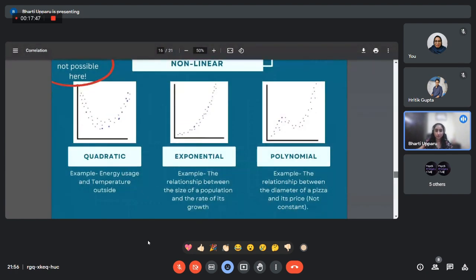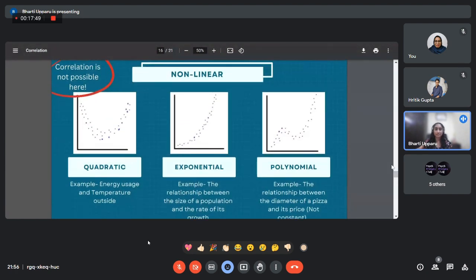Like I mentioned before, correlation is only for linear relationships, but there are also nonlinear relationships that exist, which we cannot measure through correlation, but there are other methods to measure them. I'll briefly speak about the different types of nonlinear relationships.